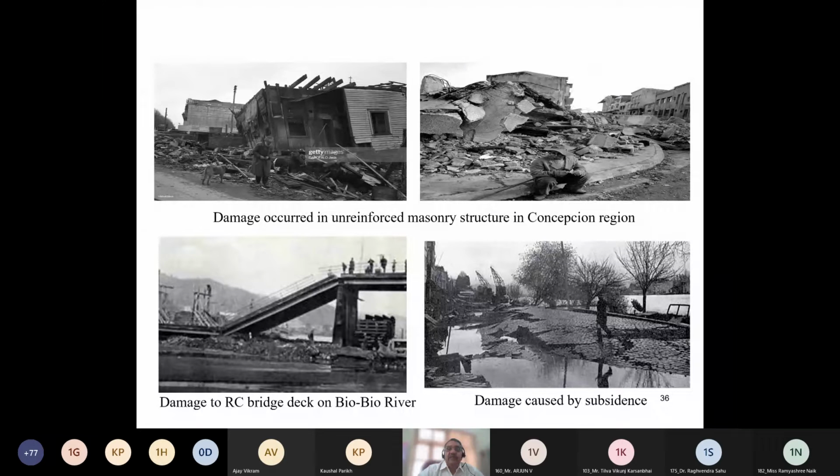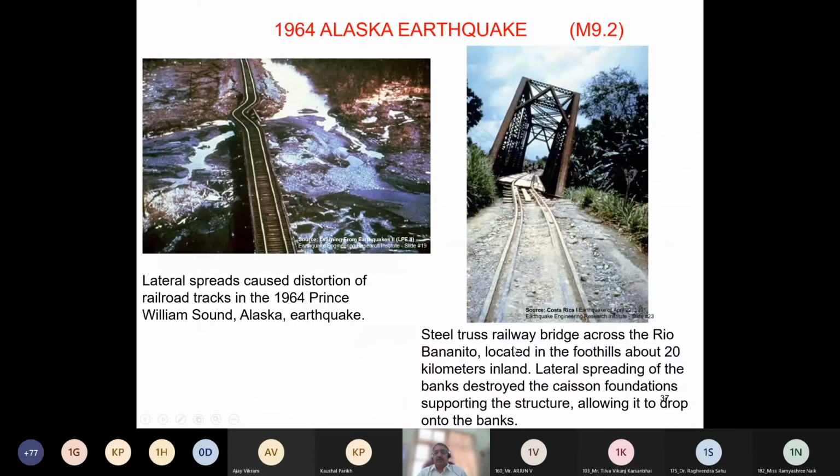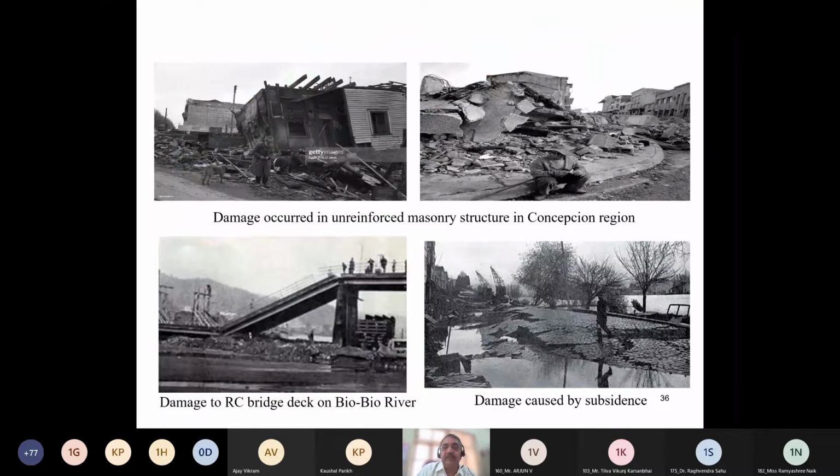Some of the damages to buildings. Damage occurred in an unreinforced masonry structure in the Concepcion region. Damage to an RC bridge deck on this river, the Bayo River, and damage caused by subsidence of the ground. So those are the photographs.